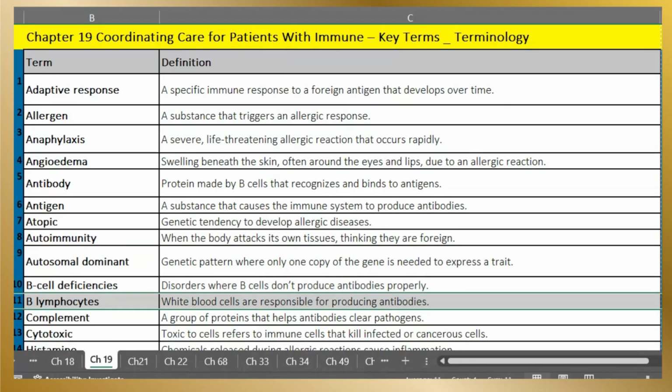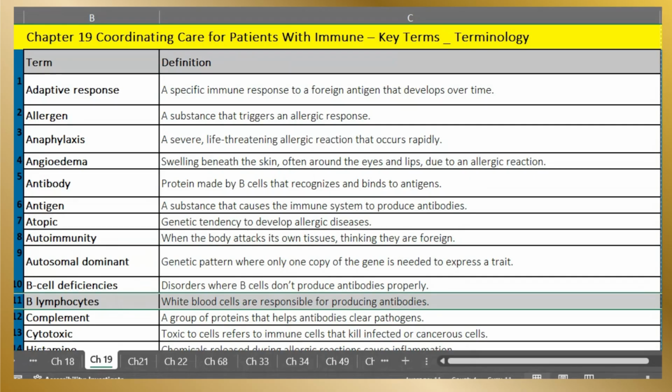B lymphocytes are the white cells responsible for producing antibodies. B is from bone marrow origin. It makes the antibody.